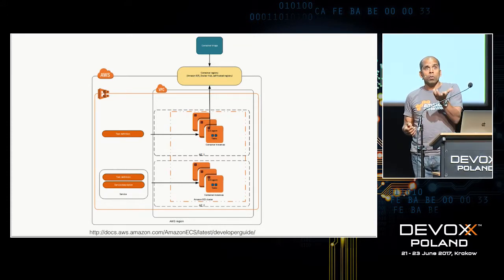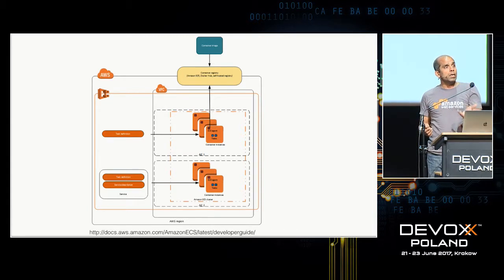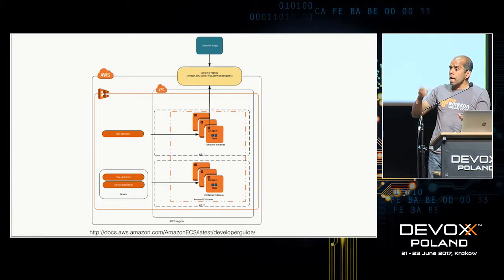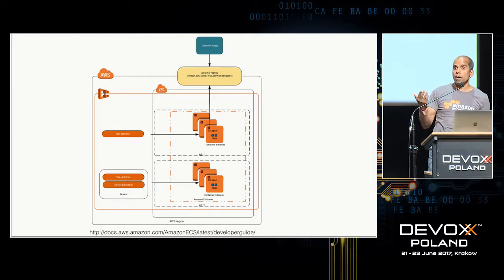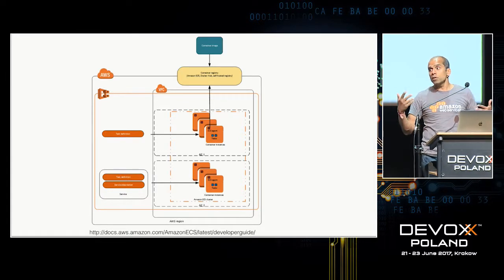So if I want to scale the number of instances of a task, all I say is service scale up. If I want to scale it down, of course, I say service scale down.